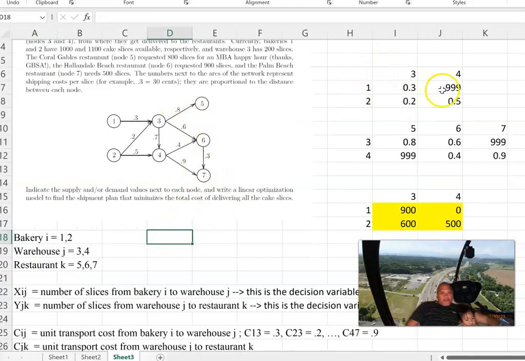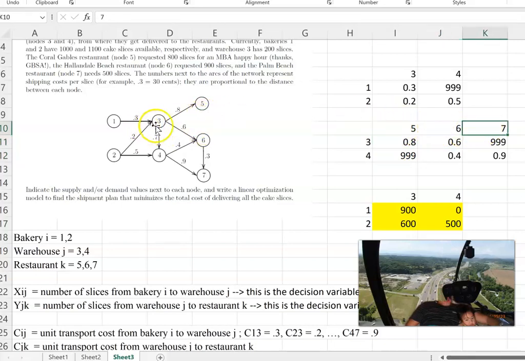Okay, so the following table here are just the costs. The cost that you see here, we put it in the table. So this is the cost from 1 and 2 going to 3 and 4, and the cost from 3 and 4 going to restaurants 5, 6, and 7.